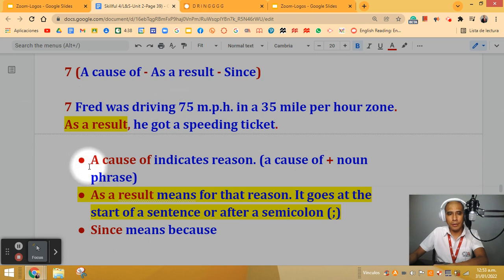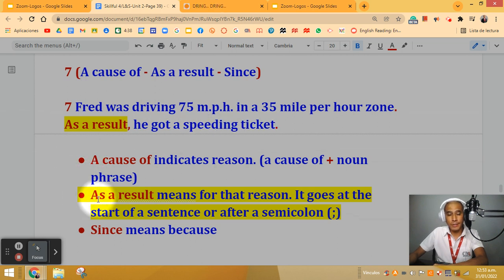All right. The first option, a cause of, indicates reason, and one of the characteristics is that after the phrase, we use or we have a noun phrase. In this case, if you notice, after the comma, we have a clause. We have a subject, we have a verb, and we have a complement. That's why it does not apply.